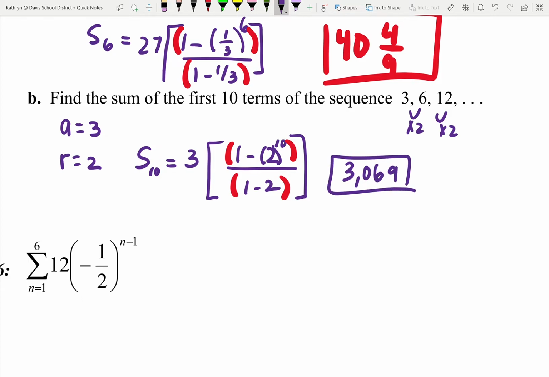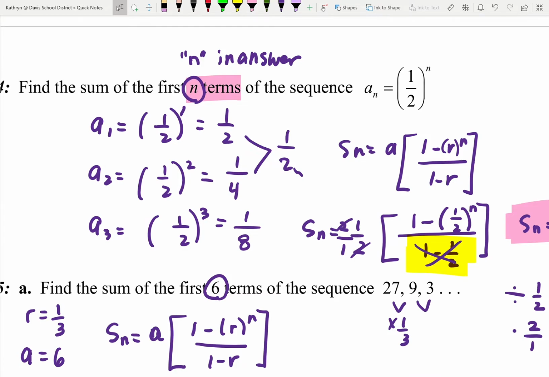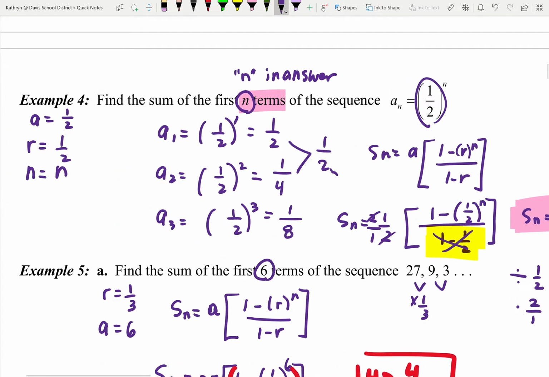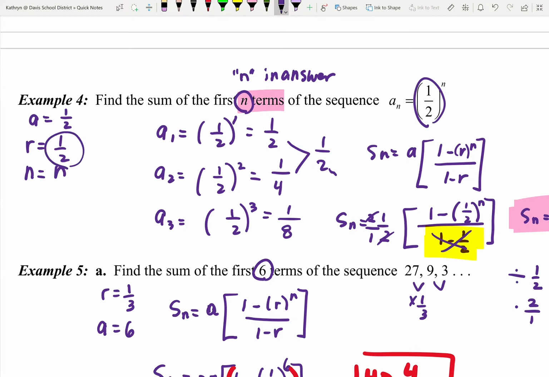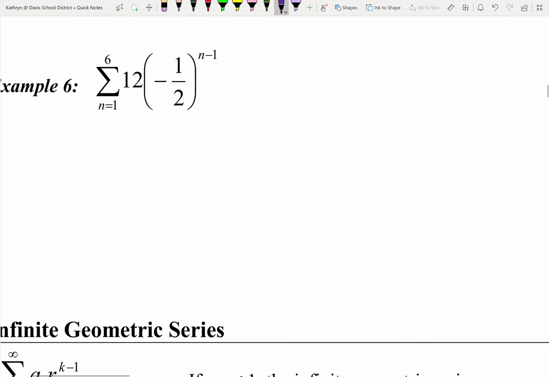Okay, I forgot to make one comment. Sorry, look up here for just a second. When we had this problem right here, example 4, do you see how this was a 1/2 in parentheses raised to the n? If they give you a formula and you have something raised to the n, that something right there is always going to be your ratio, okay? Let me show you the same thing right here, okay?